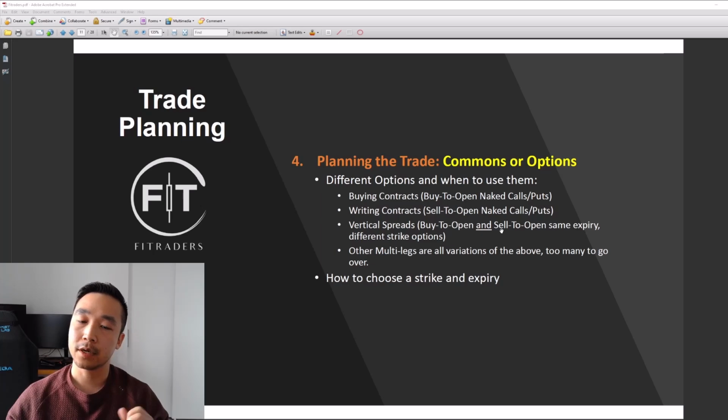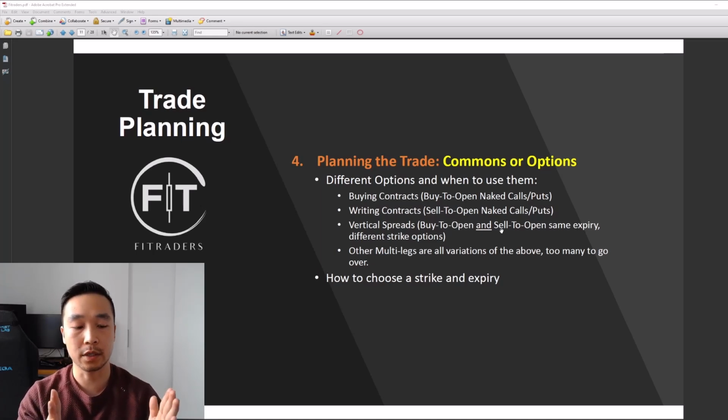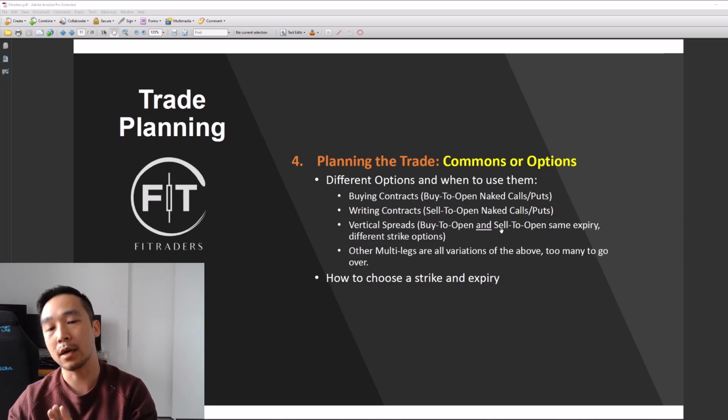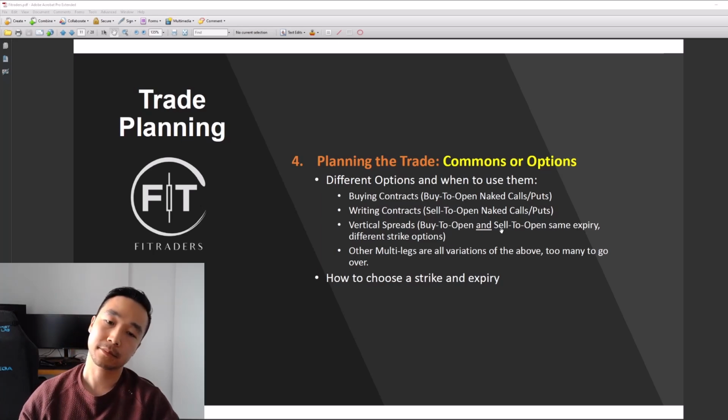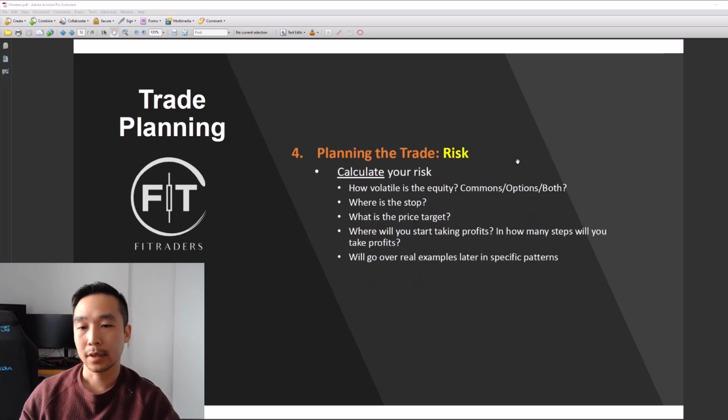And so you've got to really evaluate that price target, look at the time frame on that pattern, and compare it to how much time it usually takes for that pattern to play out. And that's something we're going to go over in the sixth topic: how we play different patterns, and what vehicle to use, options or commons.